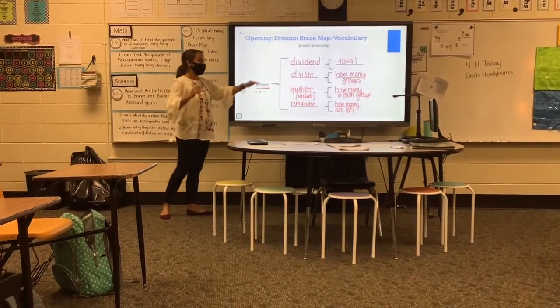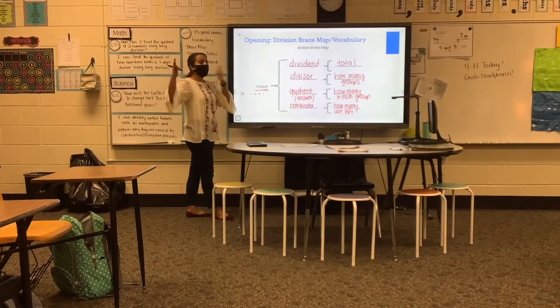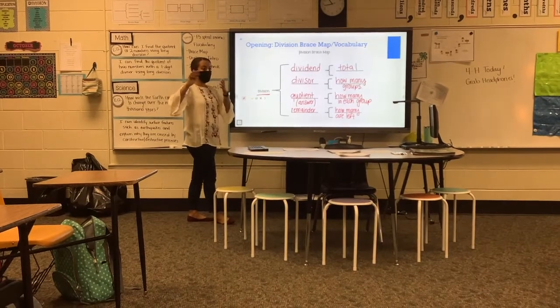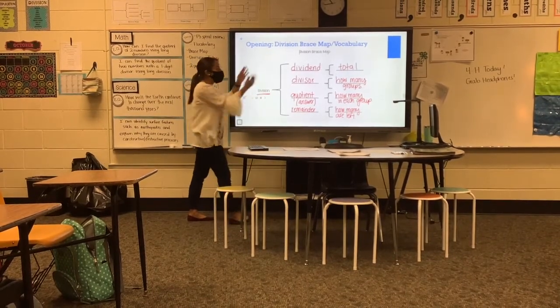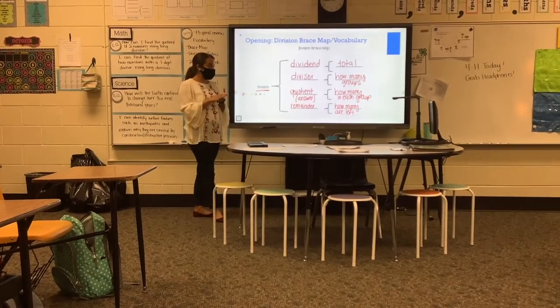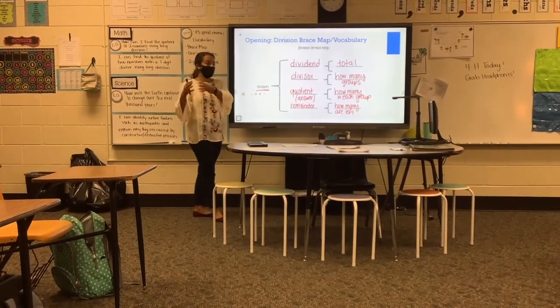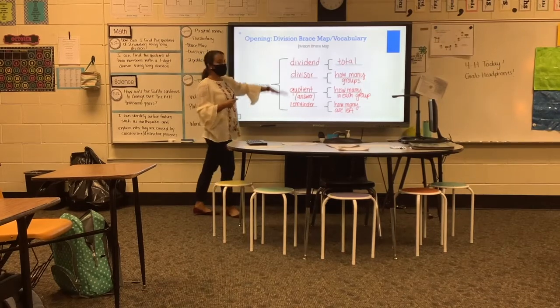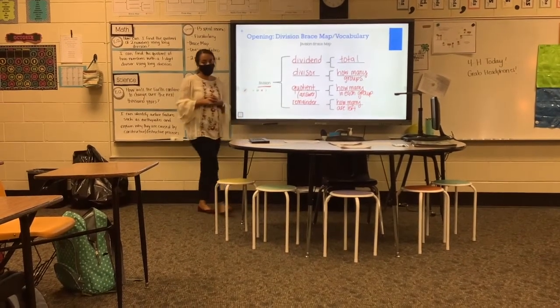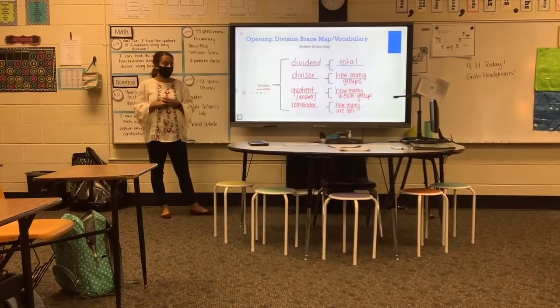Our dividend is our big number. Our divisor is how many groups. How many groups are we going to divide our total into? Your quotient is your answer. How many in each group? And after we've divided, if we have any numbers left over, that's called our remainder. Okay? We good?